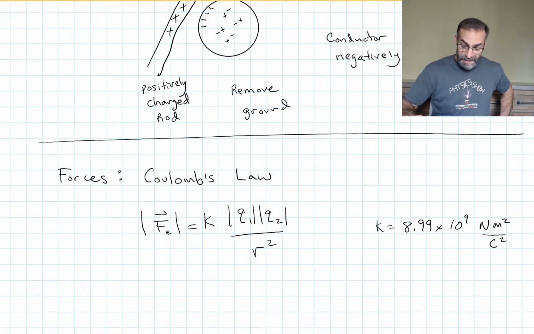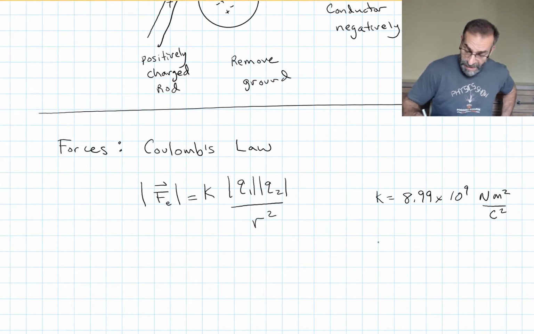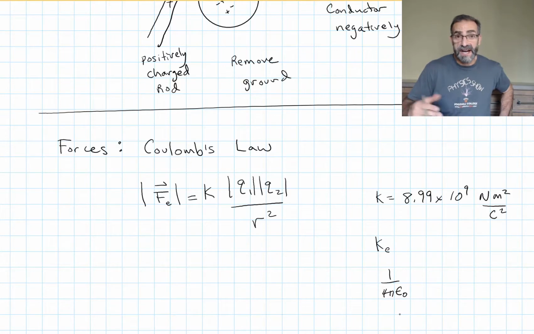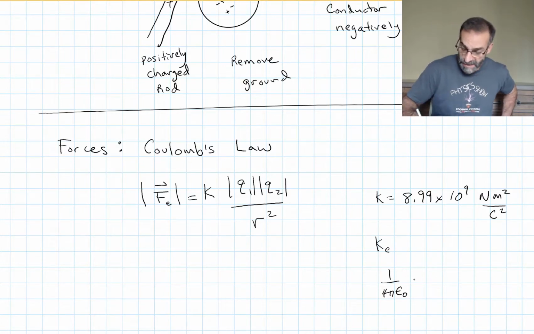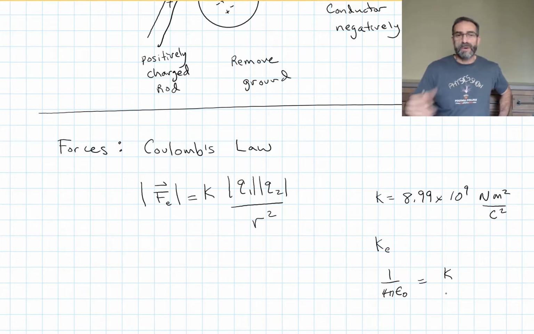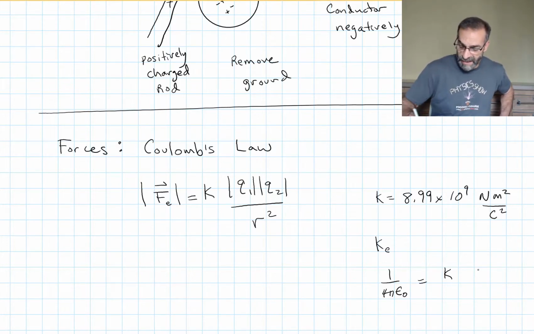Some books write this as K sub E for the electric constant, and some books write it as 1 over 4 pi epsilon naught. Epsilon naught is a constant that we have in physics, but this is just equal to K. We got tired of writing 1 over 4 pi epsilon naught all the time and just started writing K.